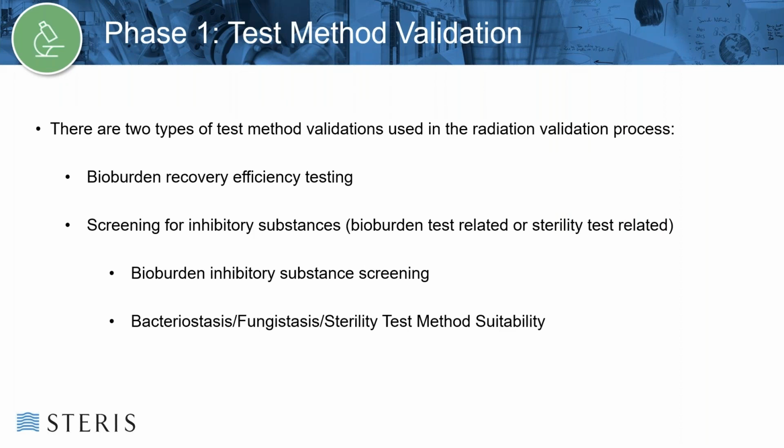With regard to phase 1, test method validations are an important part of the radiation sterilization validation, as they ensure that the results obtained are accurate and appropriate. There are 2 considerations for test method validations used in the radiation validation process: bioburden recovery efficiency testing and screening for inhibitory substances in both the bioburden and sterility tests. Test method validations are required by the standards and expected during device review and audits by regulatory and notified bodies.